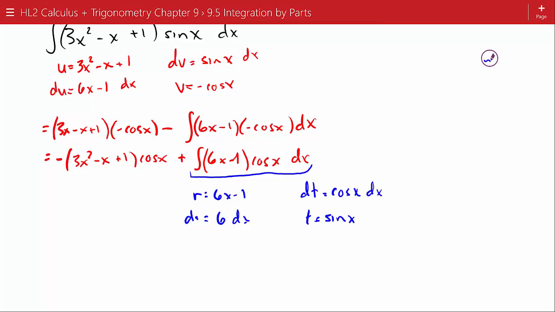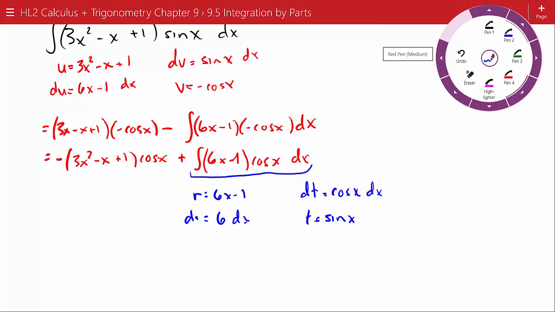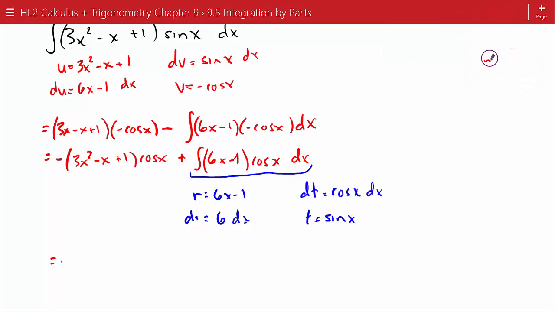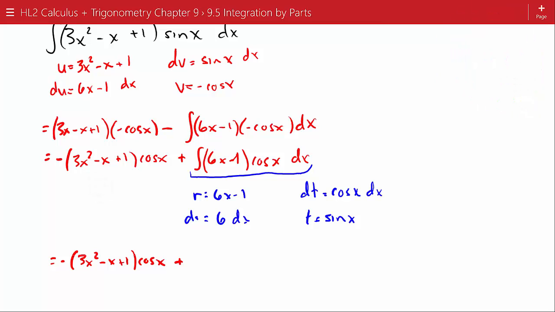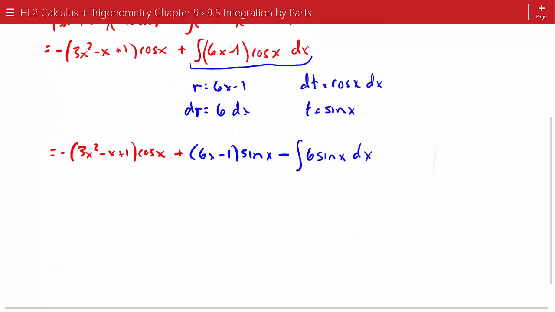And here we go again. So we still have this original piece, and then we're adding this integration by parts piece again. So we're doing r times t, 6x minus 1 sine x, minus the integral of t dr. So 6 sine x dx.